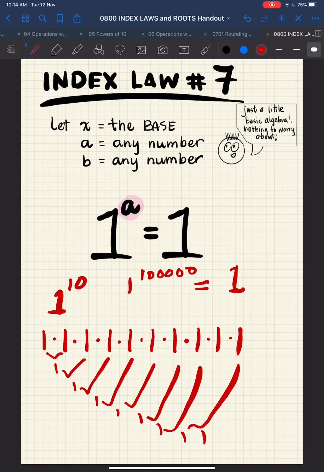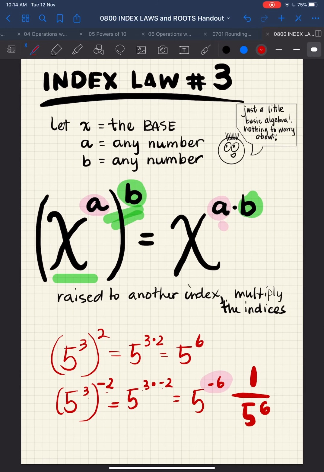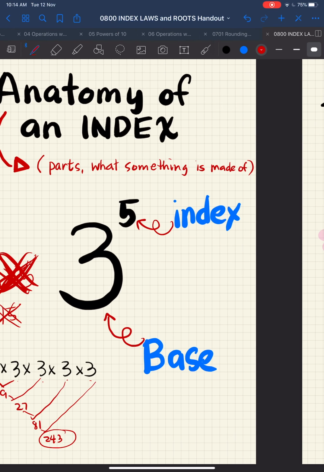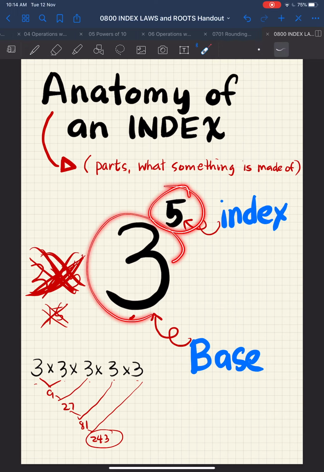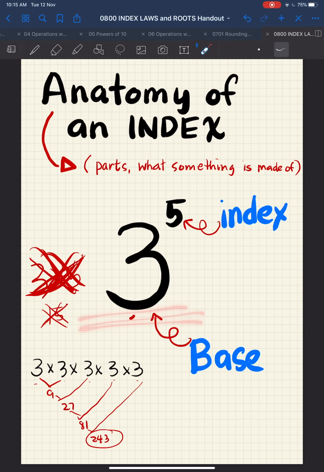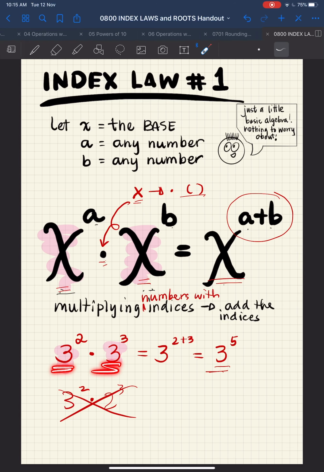So those are the 7 index laws that you need in order to be able to do the worksheet on indices. It's very simple. Just be very familiar with the index laws. To recap, this is the base and this is the index. In order to use the index law, the base needs to be the same.